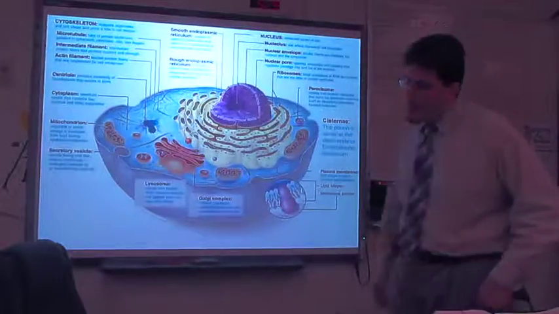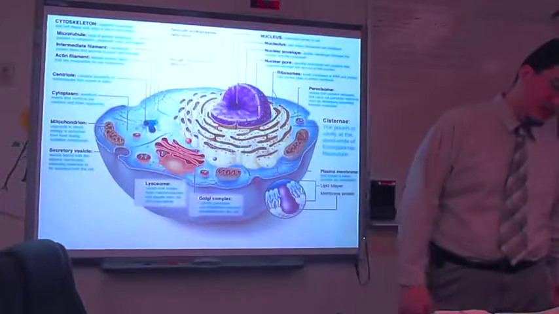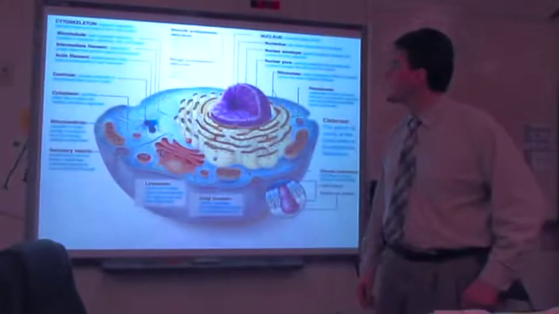And it's involved in the manufacture of carbohydrates and lipids and steroid compounds. Those get you points. The next step in the process is the Golgi apparatus.